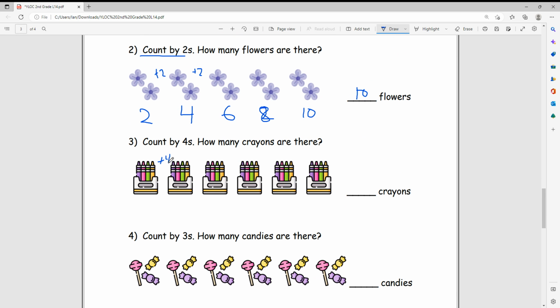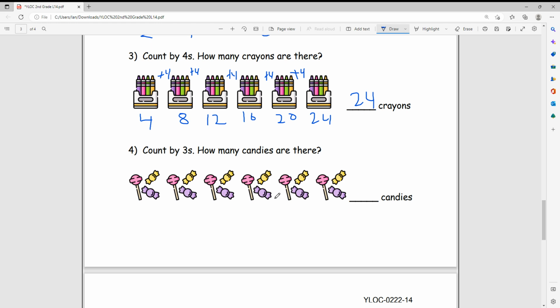Count by 4. How many crayons are there? So we're going to plus 4, plus 4, plus 4. This is a little bit harder because it's bigger numbers, but we can just start from 4. Add 4, which is 8. 8 plus 4 is 12. Another plus 4. And then 12 plus 4 equals 16. 16 plus 4 equals 20. And 20 plus 4 equals 24. So 24 crayons.